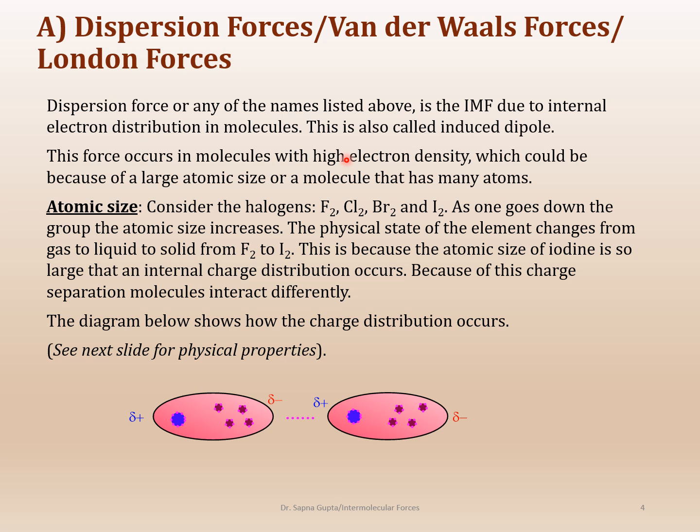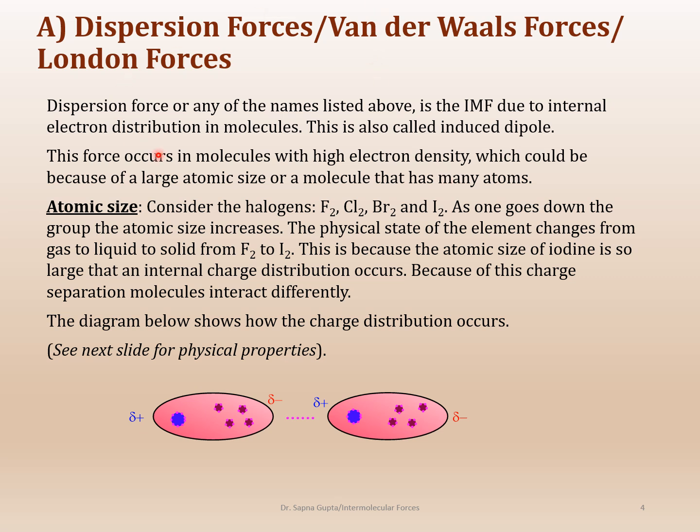So what does this mean? The best example here for us to deal with is chlorine, bromine, and iodine, which are the halogens. Going from fluorine to iodine, the atomic size increases. Why does the atomic size increase? Because the number of electrons is also increasing.